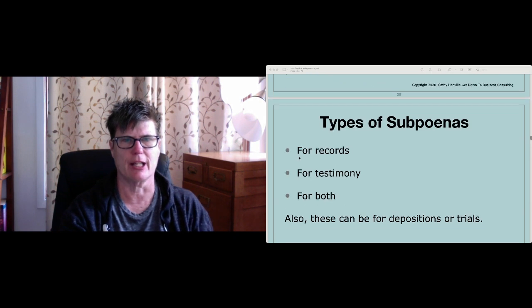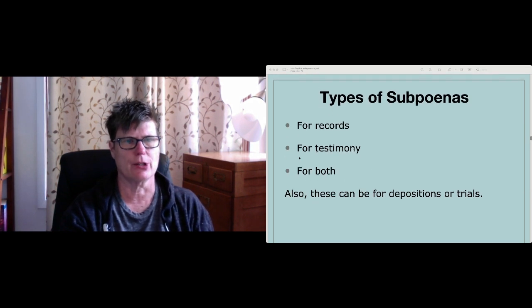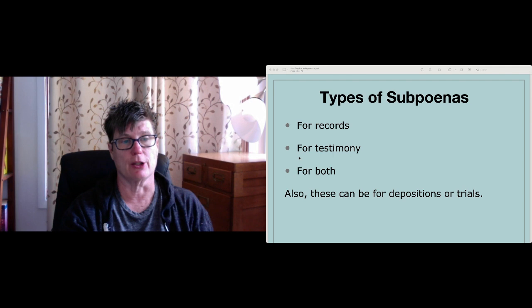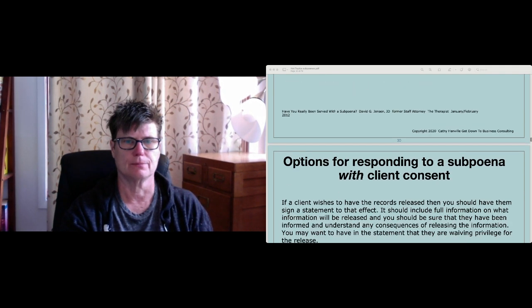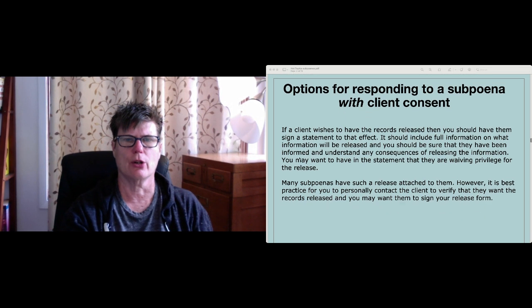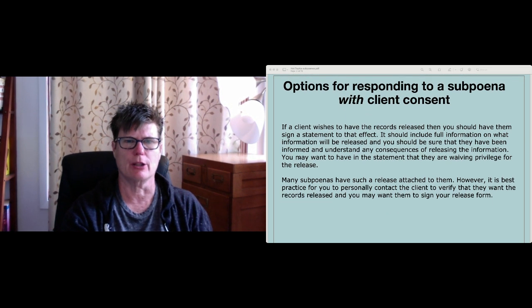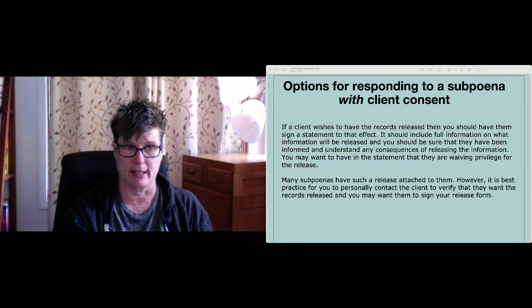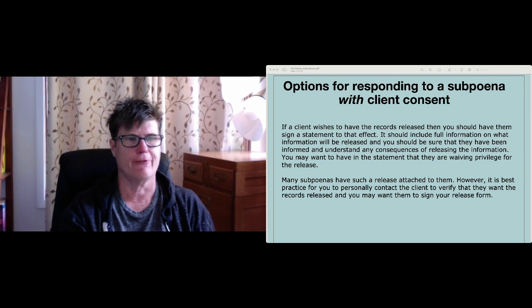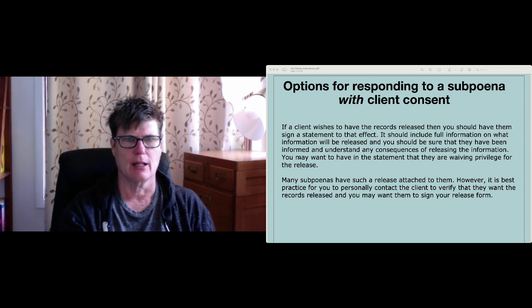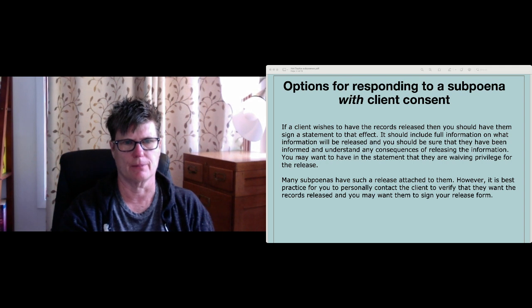Subpoenas. So the types. You have them for records, for testimony, which could be in a trial or in a deposition, or for both. So your options for responding to a subpoena with client consent is having them sign a statement to that effect, saying that they're giving up their privilege, full information on what's released, and making sure that they understand the consequences of releasing the information.